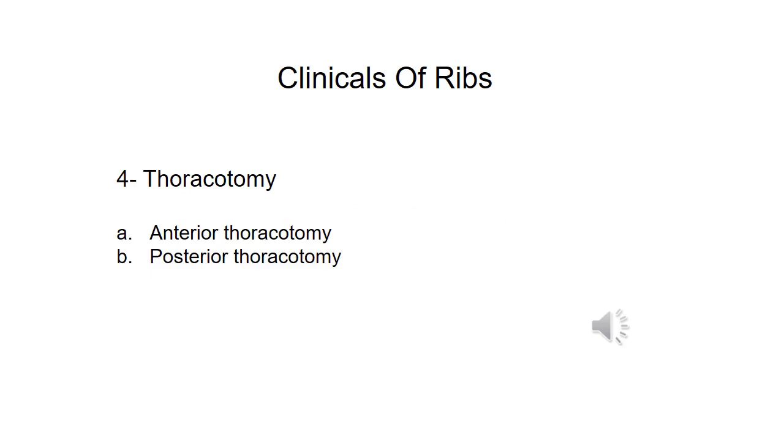The fourth clinical topic regarding the ribs is thoracotomy. What is thoracotomy? It is surgical creation of an opening through the thoracic wall to enter a pleural cavity. Thoracotomy is of two types depending on the site of incision. It may be anterior thoracotomy or posterior thoracotomy. Let's talk about these individually.